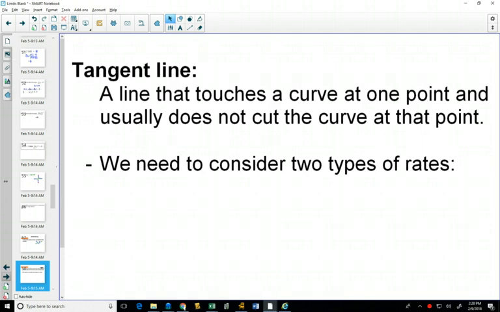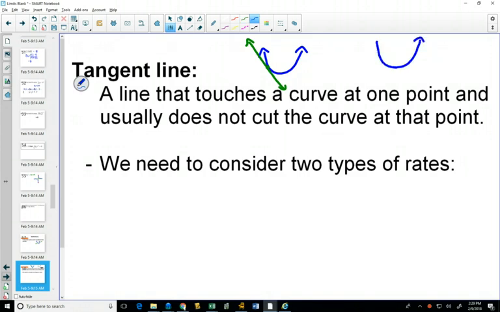So for example, if I had a parabola, this would be a tangent line touching it at 1 point, and it doesn't cut through the curve. Well, there's more than 1 point, but at the vertex of our parabola, this would be the tangent line. You wouldn't draw the vertical line cutting through it.